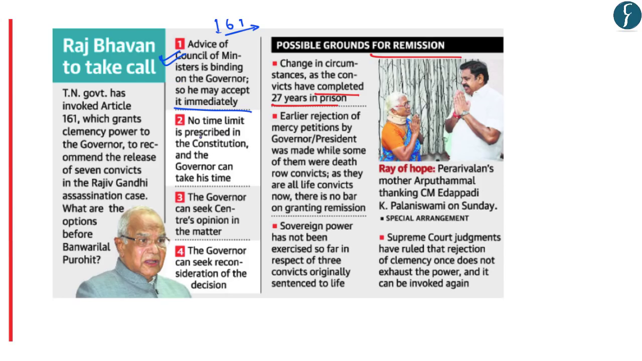Further, no time limit is prescribed in the Constitution and the governor can take his own time. Now this again becomes very important as there have been cases of presidential delay or delay by the governor with respect to clemency powers. Further, the governor can seek centre's opinion in the matter. This again becomes another interesting point, as in such controversial cases, at times the governor tends to take centre's opinion. And further it says the governor can seek reconsideration of the decision by the Council of Ministers. So all these points become extremely important.